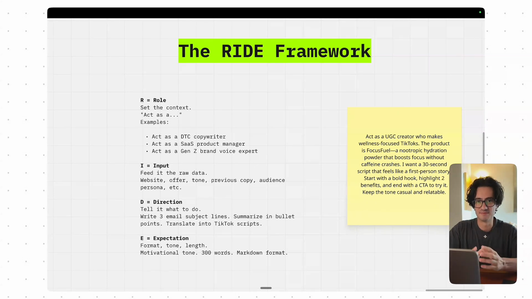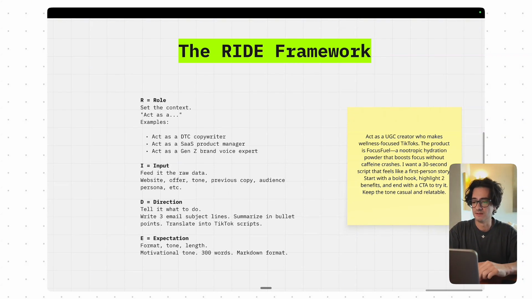Next, we have direction. You have to tell it specifically what to do. You have to have a set output or a set end goal to be able to get the most out of this. So you can do something along the lines of write 3 email subject lines, summarize in bullet points, translate it into a TikTok script, you name it. It just depends on the context.